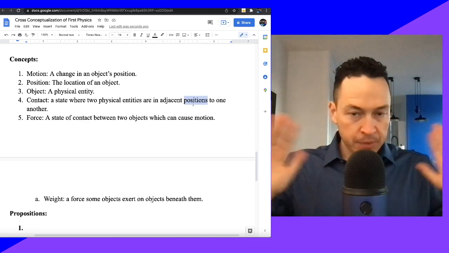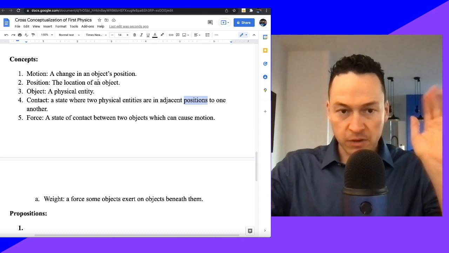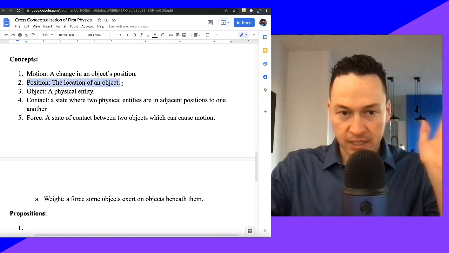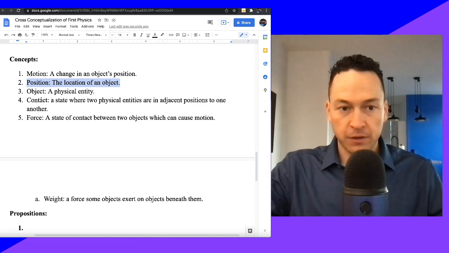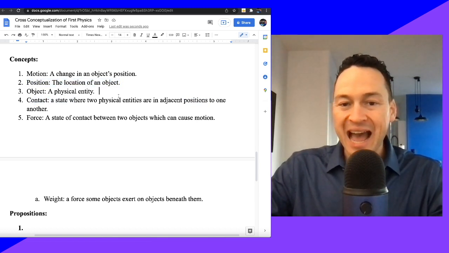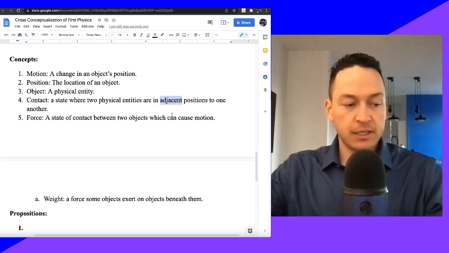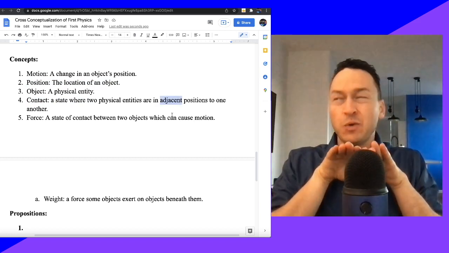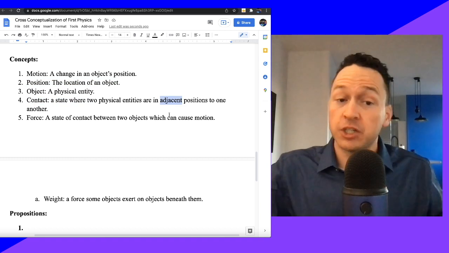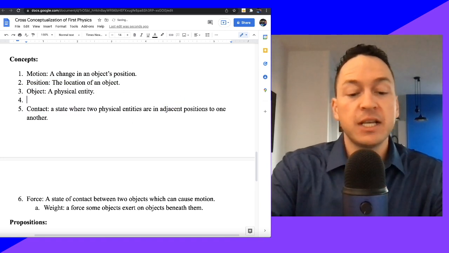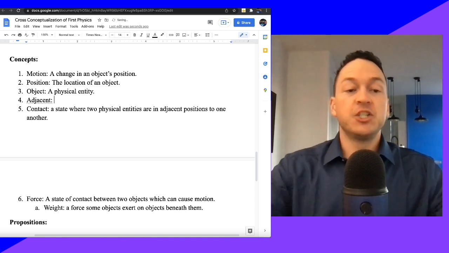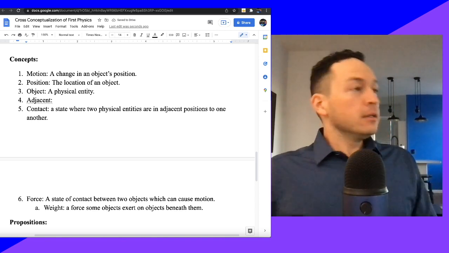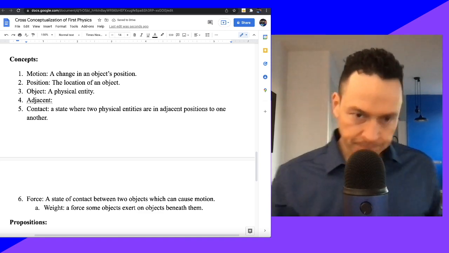Position, we've already said it, and we've kind of decided that, at least for now, that's going to be one of the basic perceptual concepts, which is going to define the rest of the field. Contact, it's when they're adjacent. Okay, well, what does adjacent mean? Well, adjacent is a certain kind of position, so we better talk about what adjacent means. Adjacent. What does that mean? It means next to.